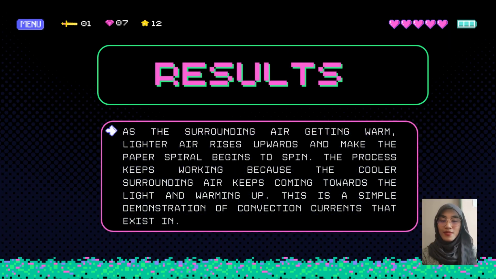Now let's talk about the result. As the surrounding air gets warm, lighter air rises upwards and makes the paper spiral begin to spin. The process keeps working because the cooler surrounding air keeps coming towards the heat and warming up. This is a simple demonstration of the convection current.